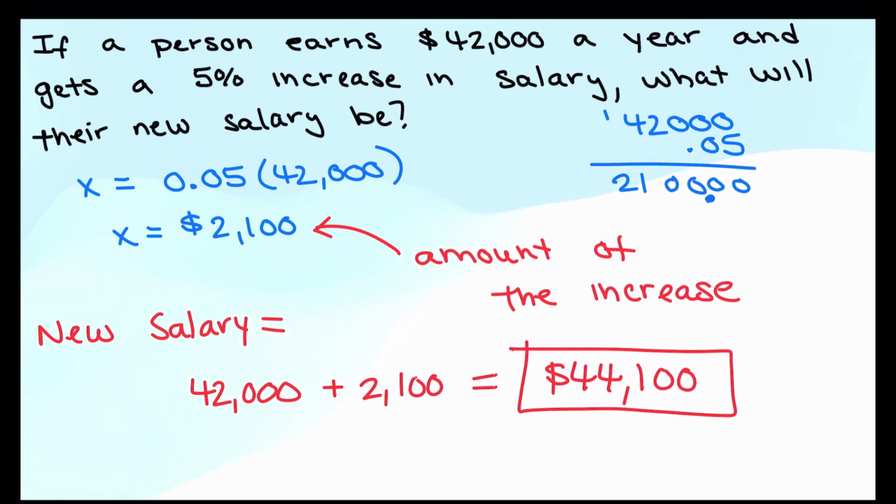So when you're dealing with percent increase or decrease, you want to find the amount of the increase or decrease first, and then if it's increase, you add that amount. If it's a decrease problem, like maybe something's on sale, then you would subtract the value that you find. So there's 2 steps involved in this problem.